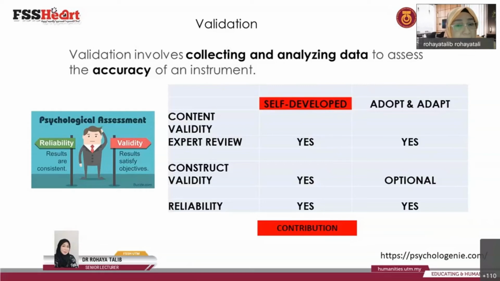For construct validity, self-develop, yes, because you are at the beginning of the journey, you are constructing a new instrument. You have to do the construct validity, but for adopt and adapt it is optional. Because normally when you adopt, you just amend the wording, a very small minor amendment on the existing instrument, okay? And normally the theory or the model basically comes along with your research.